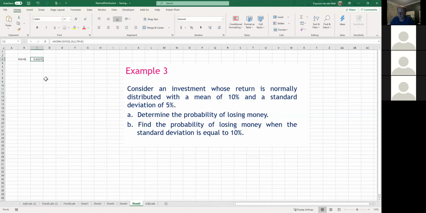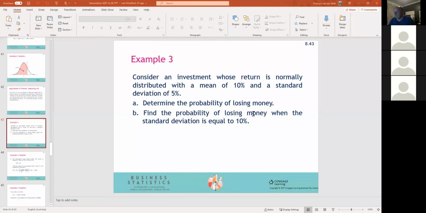Will you do the investment? No. Yeah, on the other side, the upside is you can make money. At any rate, let's see the rest of the question. Find the probability of losing money when the standard deviation is equal to 10. So that's a good question.